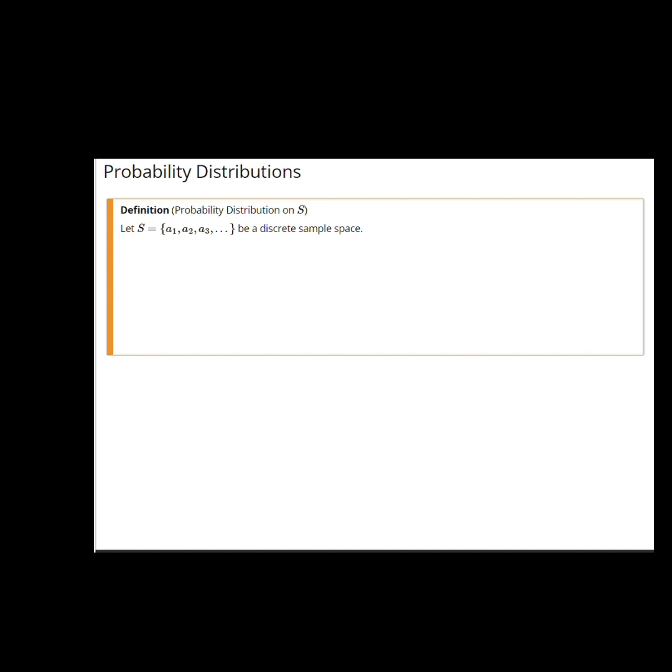Definition of a probability distribution. Suppose I have a discrete sample space consisting of points A1, A2, A3, and so on. And suppose with the simple event Ai, we associate a real number called P(Ai). These are numbers associated with simple events with the property that they're all non-negative, they're all greater than or equal to 0, they're all less than or equal to 1. But moreover, when I add them all together, the sum is equal to 1.